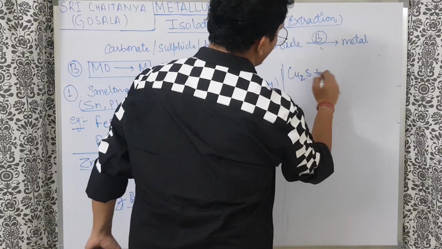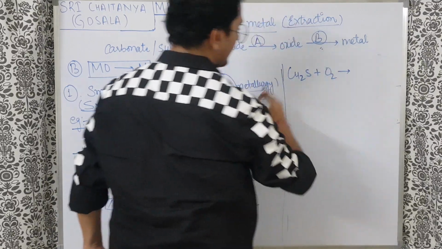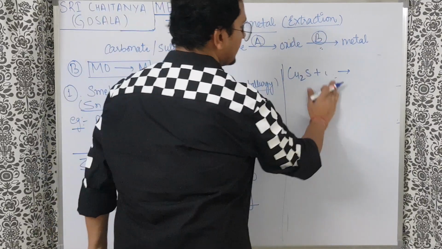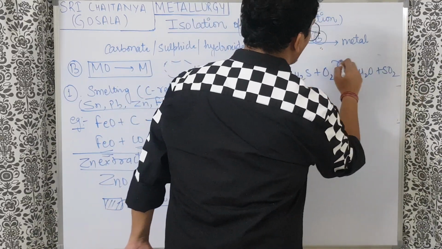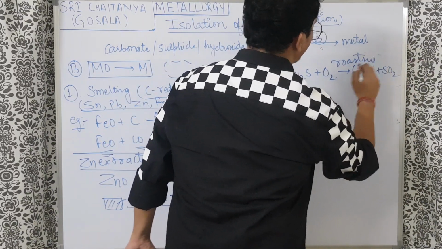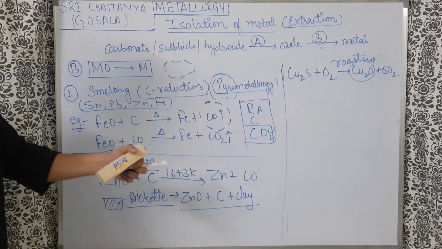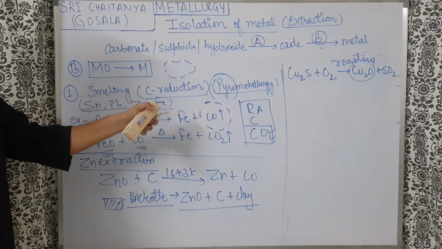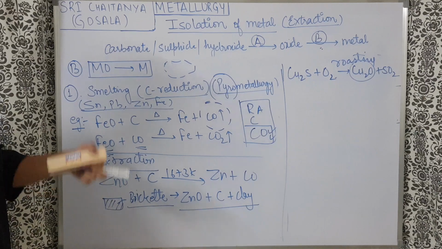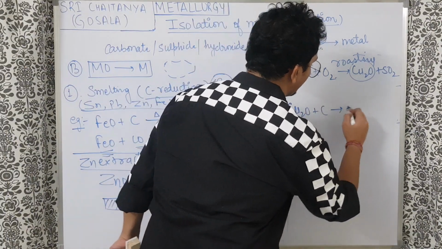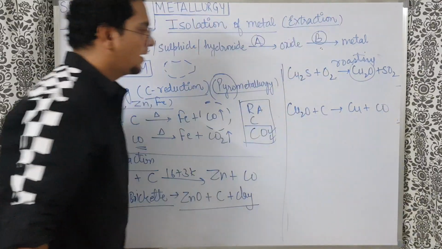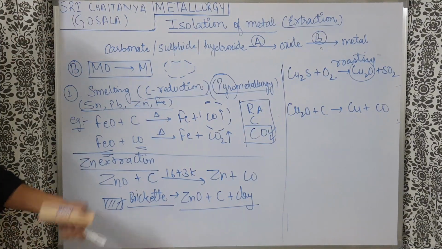So Cu2S plus O2, we can also use this method here. It becomes Cu2O plus SO2. This is what you did as roasting. After roasting, when you got copper oxide ore, instead of tin, lead, zinc, iron, can I use copper oxide also with carbon? Let us check. So here copper oxide with carbon will form copper plus CO. Is this reaction possible? 100% possible.